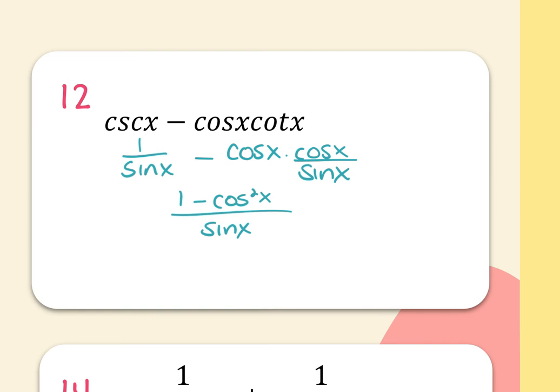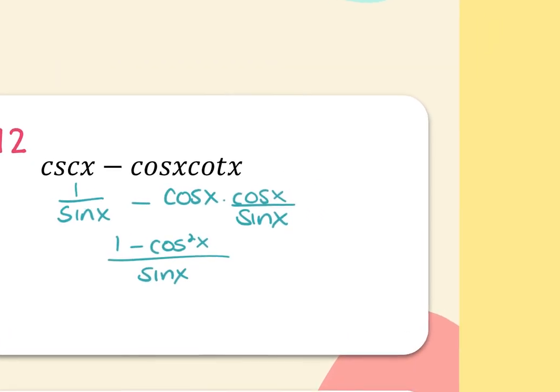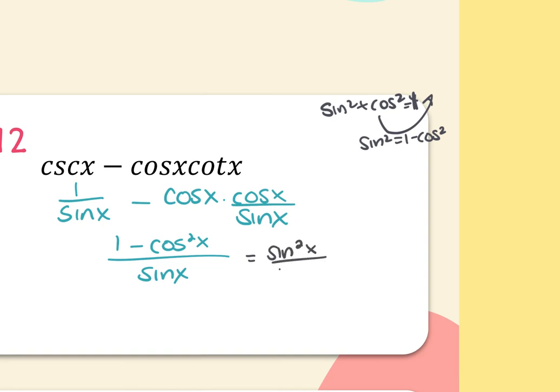As soon as you see 1 plus or minus something squared, go back to your trig identities. You've got sine squared x plus cosine squared x equals 1. So 1 minus cosine squared x would equal what? Sine squared x. Then what? Good. Now you can cancel out one of those sines, and it's just sine x.